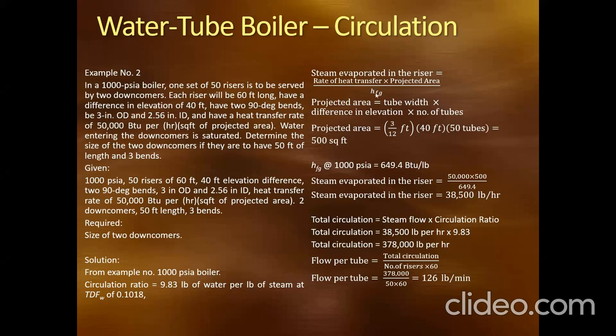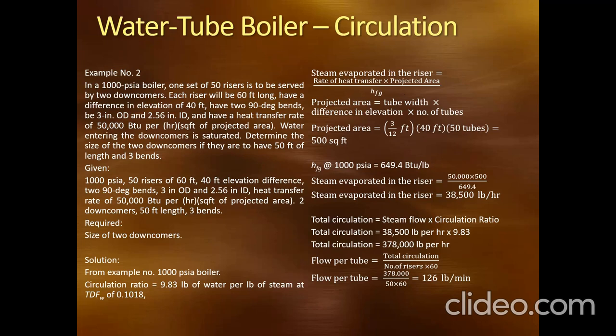Ito kasi yung rate of heat transfer sa labas galing sa gas. Okay? Magkatama dun sa nakaharang sa kanyang tube, which is the tube width, tapos yung elevation times yung ilang tubo. Kasi yan yung magiging transfer mo sa steam. Yung spacing ng tube, di kasama kasi wala naman steam doon. So, projected area is 3 over 12 feet times 40 feet times 50 tubes is equal to 500 square feet.